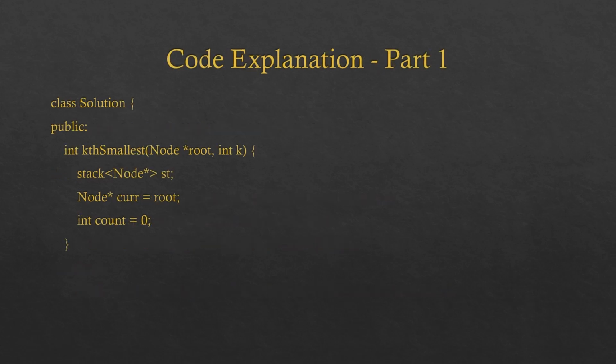Here's the C++ code for the solution. We start by defining the kth smallest function, which accepts the root node of the BST and the integer k. We declare a stack to perform an iterative in-order traversal and a counter to track how many nodes we have visited.